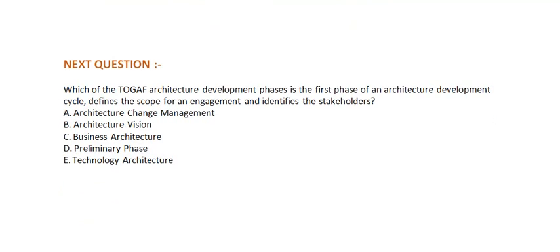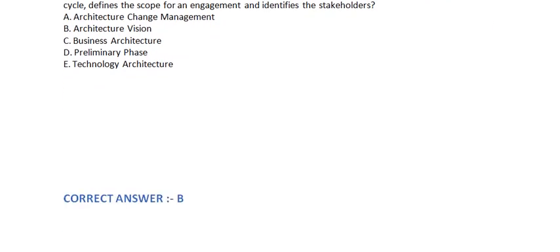Next question is, which of the TOGAF architecture development phases is the first phase of an architecture development cycle, defines the scope for an engagement and identifies the stakeholders? Option A, architecture change management. Option B, architecture vision. Option C, business architecture. Option D, preliminary phase. And option E, technology architecture. The correct answer is option B.